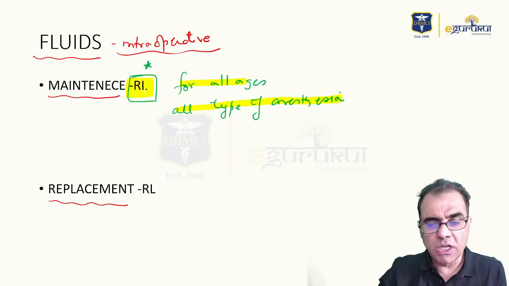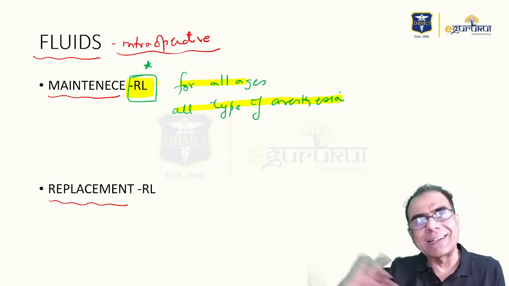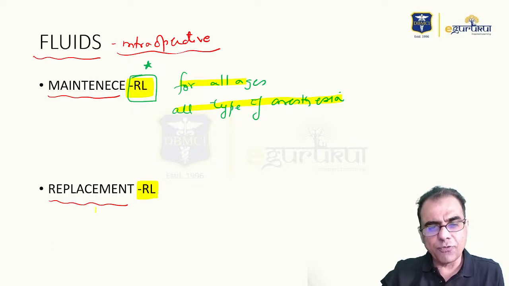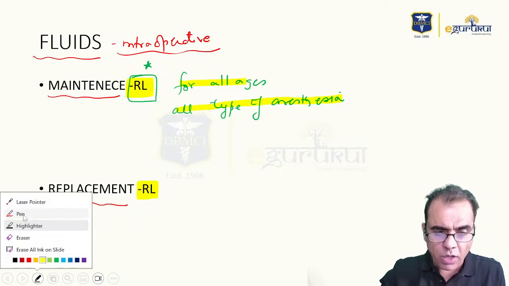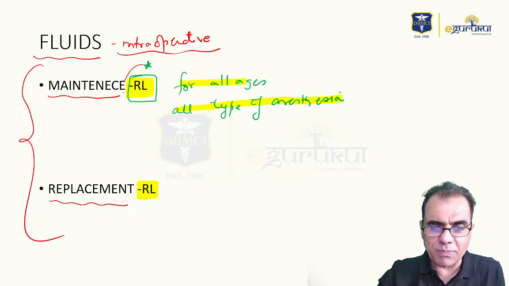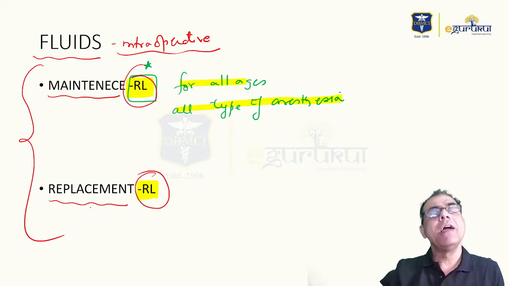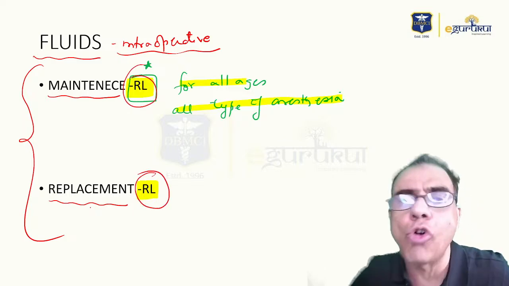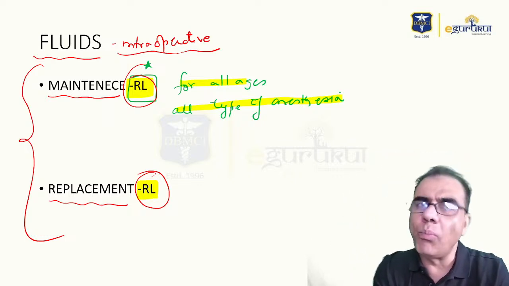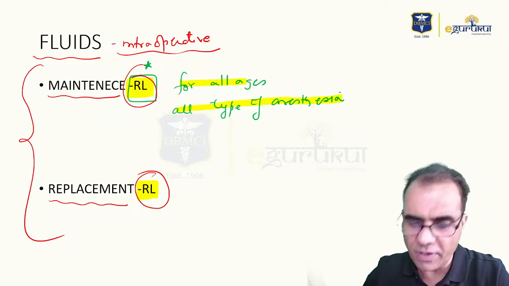Fluid of choice for maintenance is ringer lactate. That's it. And maintenance fluid is also ringer lactate. Replacement fluid is also ringer lactate. So you can say fluid of choice for intraoperative period, whether for maintenance or replacement, is a ringer lactate. And why we prefer ringer lactate, you all know that ringer lactate is most near to the body fluids. That is why it is most preferred.